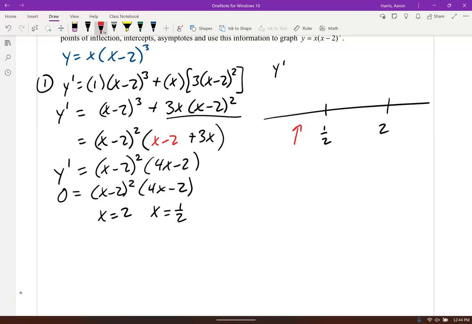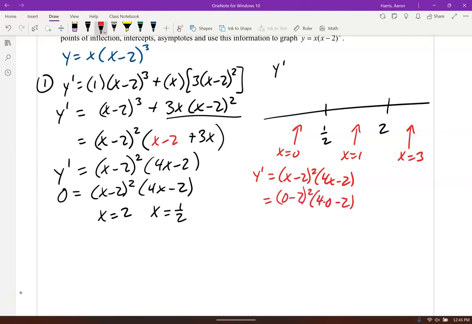Let's test something to the left of a half, like 0. Let me try a 1, maybe a 3, and we're going to plug it into y prime. So y prime equals x minus 2 squared times 4x minus 2. Throw 0 in, and it looks like I got a 4 times a negative 2, so this is a negative. So the original function must be decreasing from negative infinity up to a half.